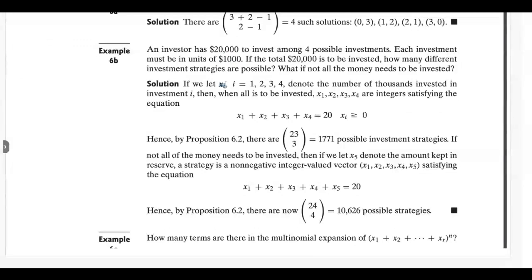So first, let's use the notation xi. Because we have 4 possible investments, we just have x1, x2, x3, x4, right? Or you can just write down r equals 4. You recognize n equals this, r equals 4. Then you start from there. Because we start with 1,000, out of 20,000, how many 1,000s do we have? We have 20 of them. So we could simplify the question as this: x1 plus x2 plus x3 plus x4 equals 20, because each one is measured in 1,000 units.